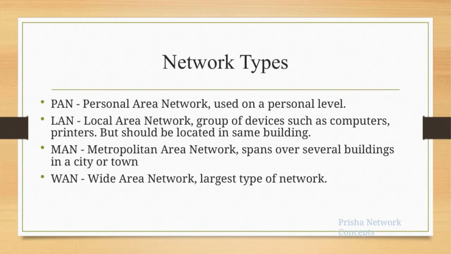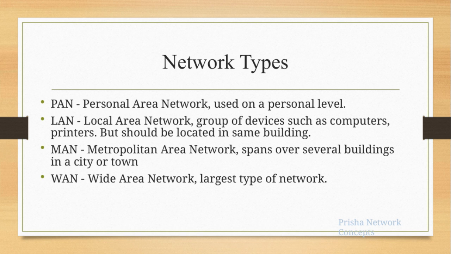Let's take a closer look at some common network concepts. First, we have PAN, which stands for Personal Area Network. This is used on a very personal level, like connecting your phone to your smartwatch or Bluetooth headphones. It's all about short-range connections that typically cover just a few meters. Next is LAN, or Local Area Network. Think of this as a network of devices like computers and printers within a single building. It's what you might find in an office or a school. The key point here is that all these devices are located close to each other, making data transfer quick and efficient.